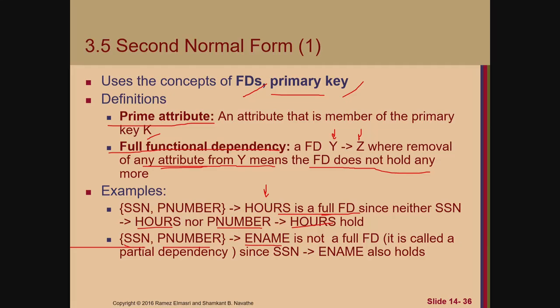If SSN and P number together are defined as the primary key of the table, but in this relation we know that just SSN is enough to determine ename, then this one we call a partial dependency, not a full functional dependency. So if we have this kind of relation, this relation or this table does not satisfy the second normal form.